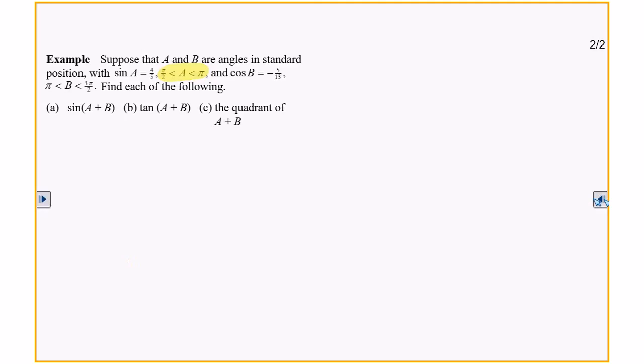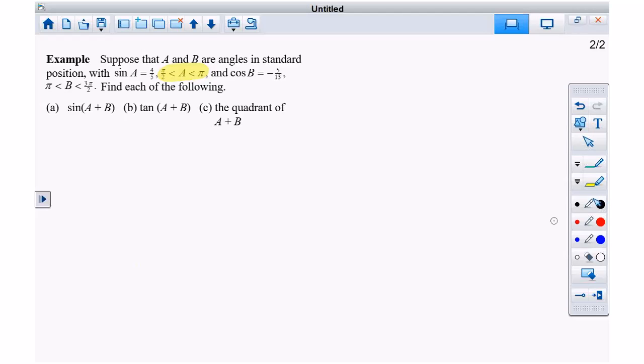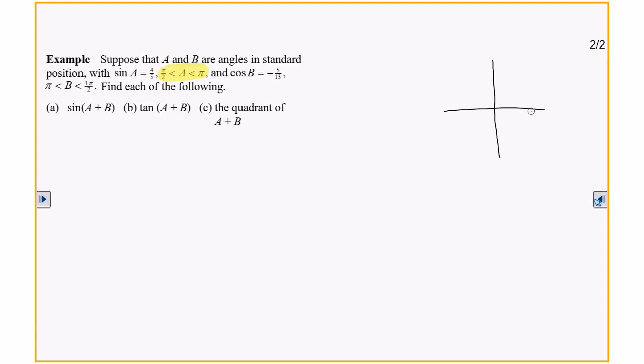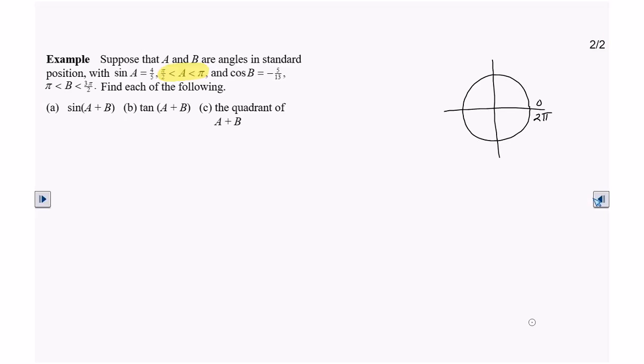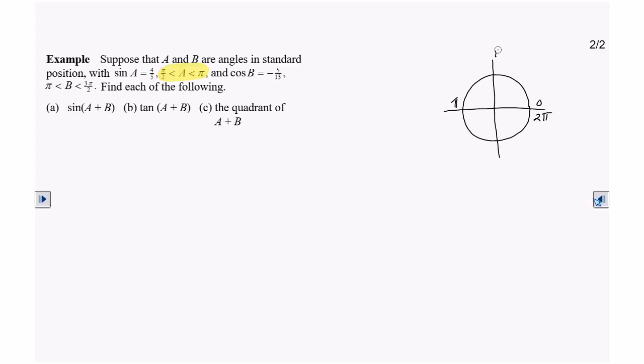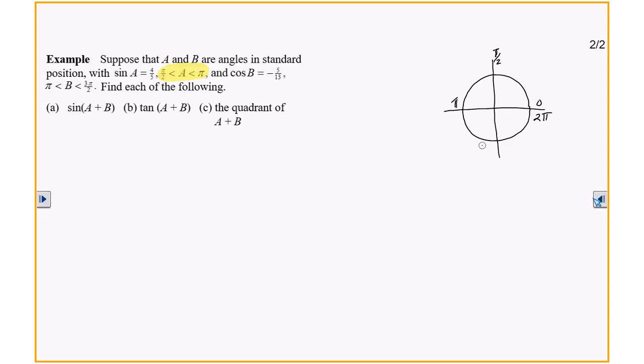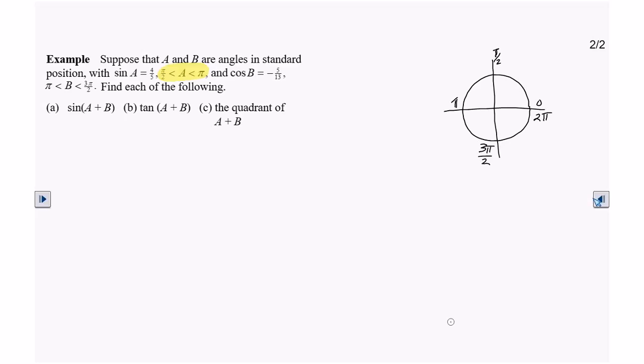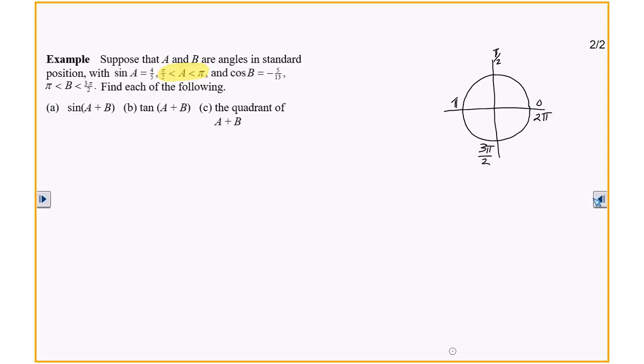Let's go back to the unit circle. We don't have to fill it out. Let's just fill out the 4 quadrants. This is 0 and 1. 2 pi. What is this? Well, this is pi. So this is pi over what? Pi over 2. And what is this? 3 pi over 2. So right now, where is angle A?